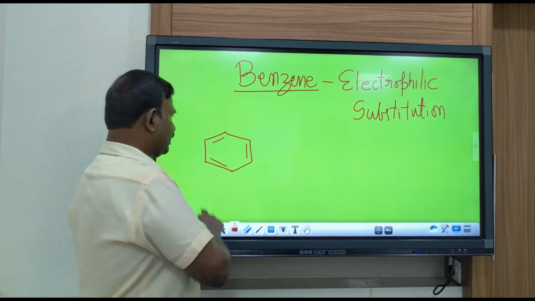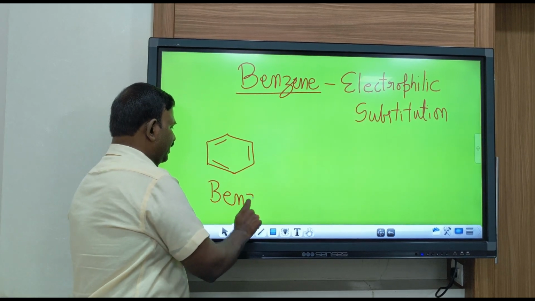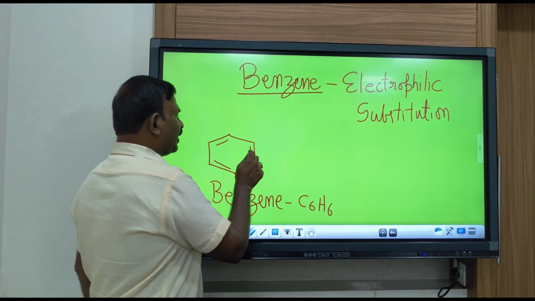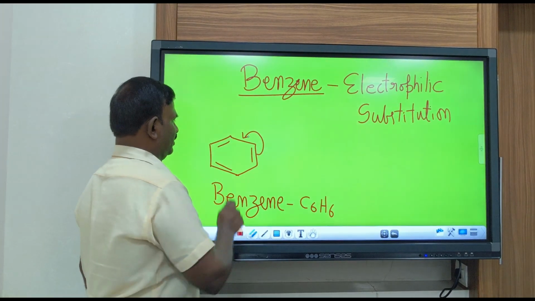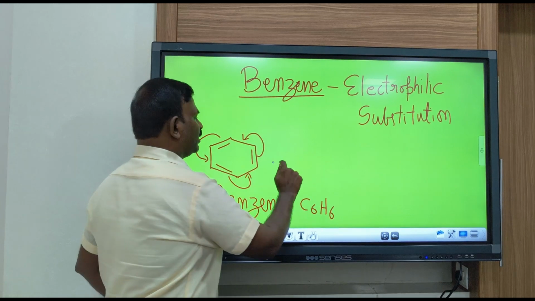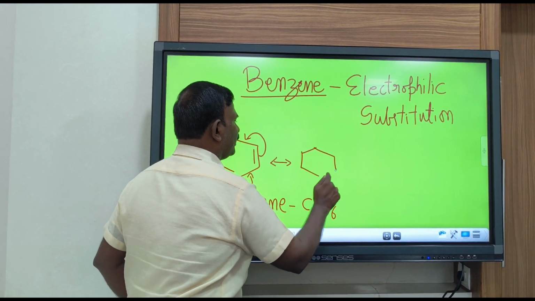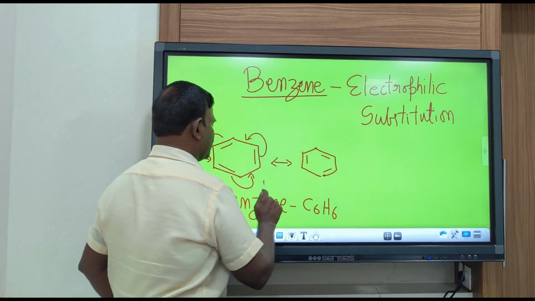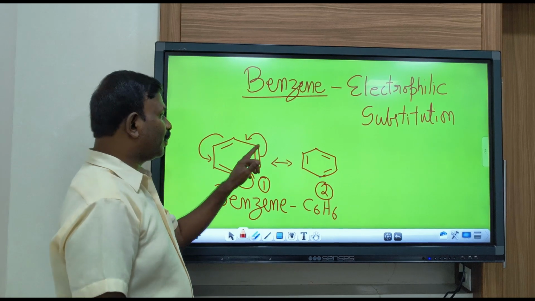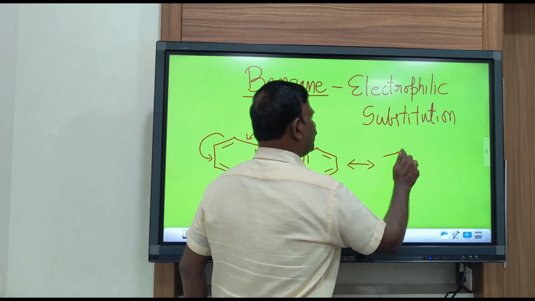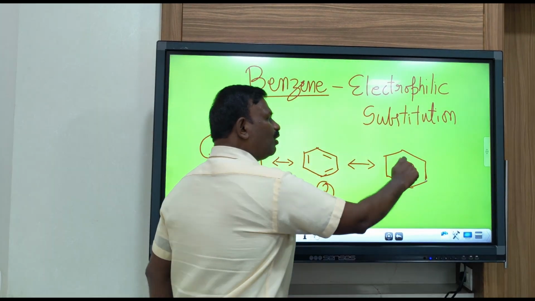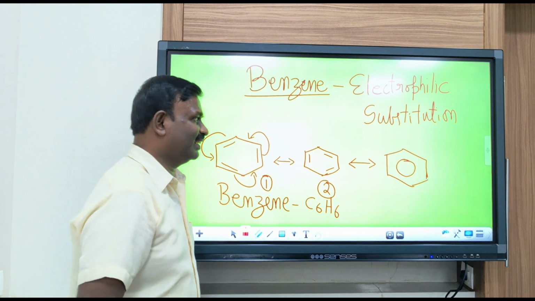This benzene is represented in this fashion with molecular formula C6H6. These pi electrons undergo conjugation. They keep on moving from one position to another position, and that's why benzene is represented by both structure 1 and structure 2. What it indicates is there is a pi electron cloud above and below the plane of the ring system, and this electron cloud is represented as a ring inside a benzene ring.